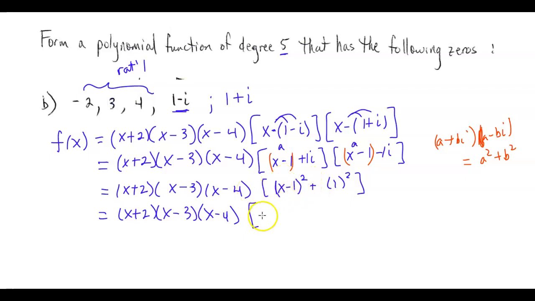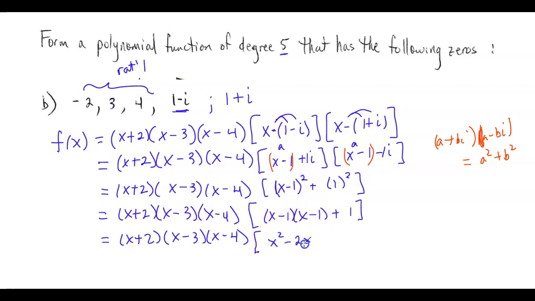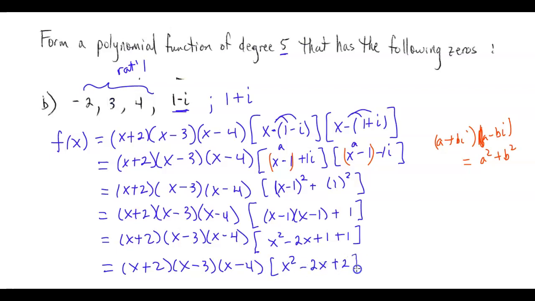From here, I'm going to multiply out what that is. The x minus 1 squared is just x minus 1 times x minus 1, plus 1. Again, there is a shortcut you could use to multiply out the x minus 1 squared, but I'm going to do it the long way just in case some of you are not familiar with that. If I FOIL this out, this would be x squared minus 2x plus 1, plus another 1. And from here, this is just x squared minus 2x plus 2. Okay.